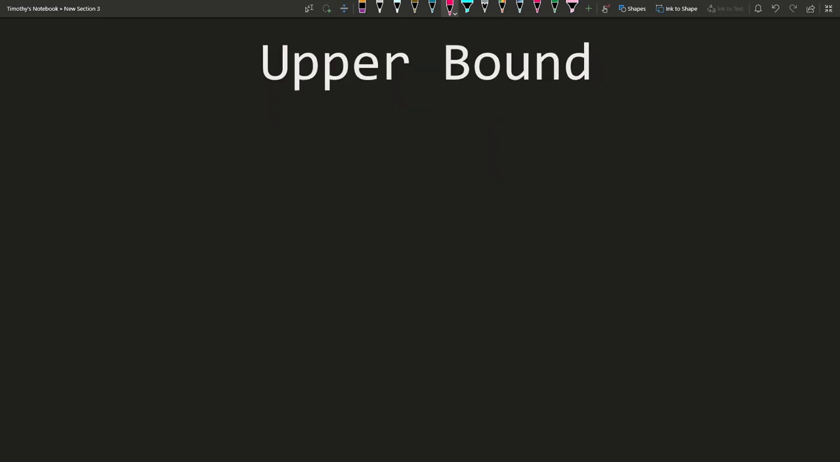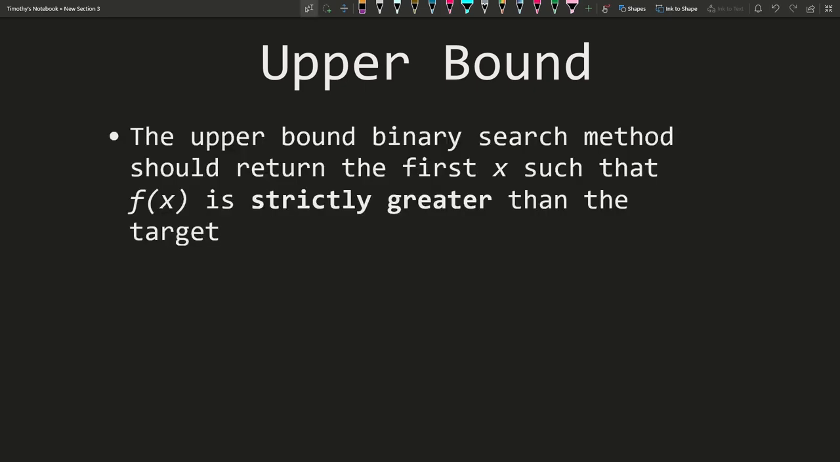The same idea applies to something called the upper bound. And essentially, the upper bound binary search method or function should return the first x such that f of x is strictly greater than the target.